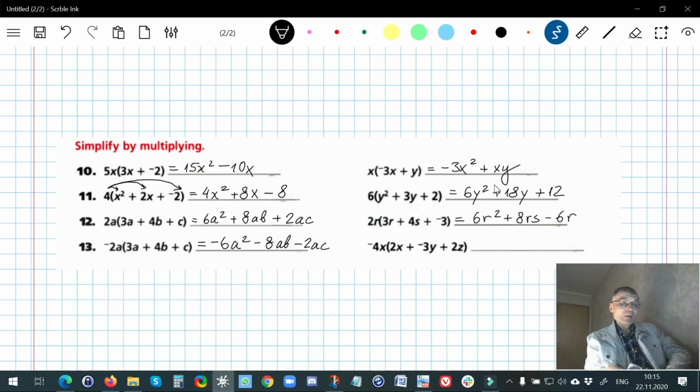Same here. Negative 4 times 2, negative 8x squared. Then negative 4 times negative 3, it gives me positive 12. Don't have to mess it up. And then xy, here x, here y. And then negative 4 by positive 2, negative 8 again. And xz, xz as we say in America.